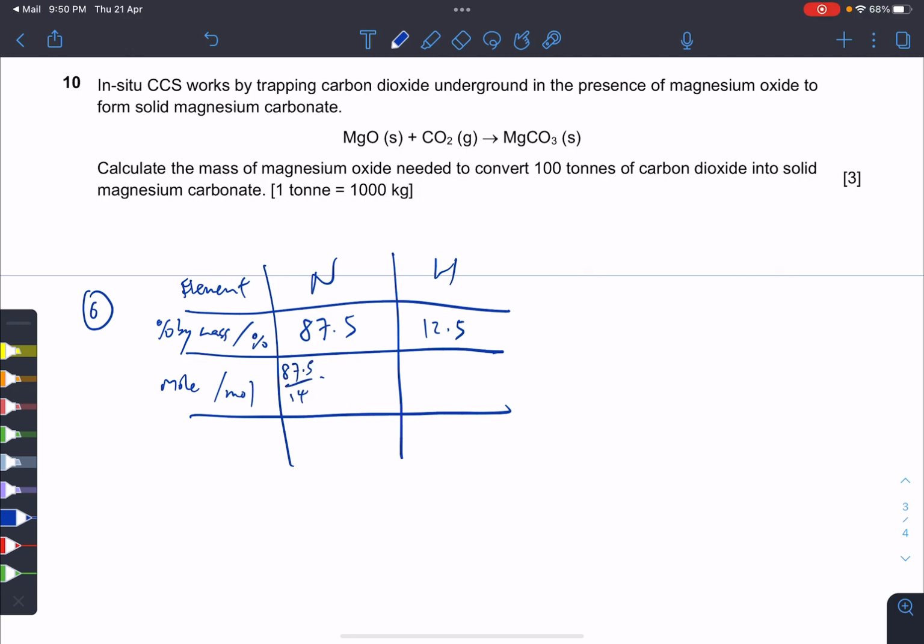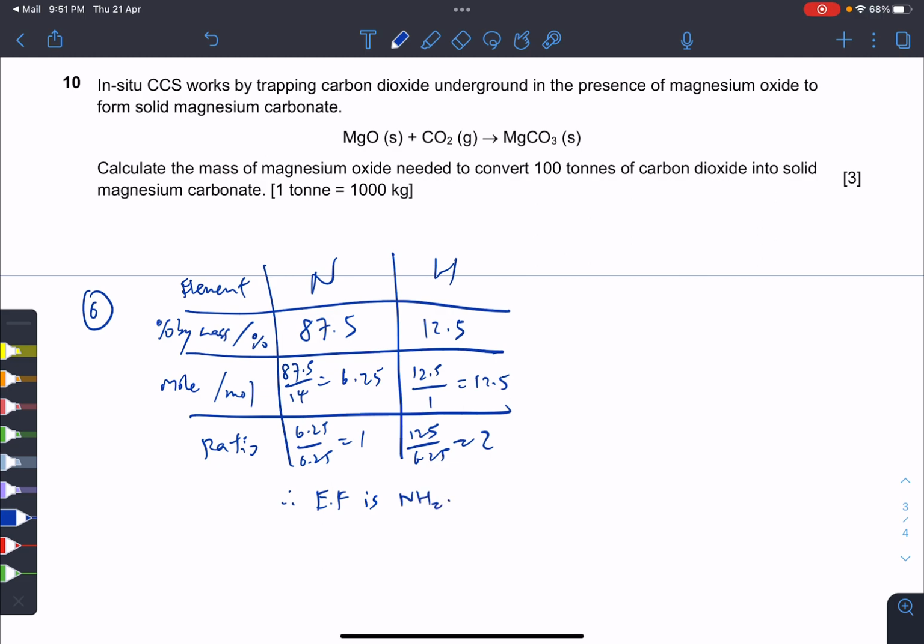87.5 over 14 is equivalent to 87.5, right? 14 gives you 6.25. Cool. 12.5 over 1 equals 12.5. And what's the third step of the ratio? What's the third step of the hashtag hack? Ratio. Here also ratio. Wow, my hashtag hack works again. Ta-da! So 6.25 over 6.25 equals 1, 12.5 over 6.25 equals 2. Oh, don't stop there. Therefore, the empirical formula is NH2.